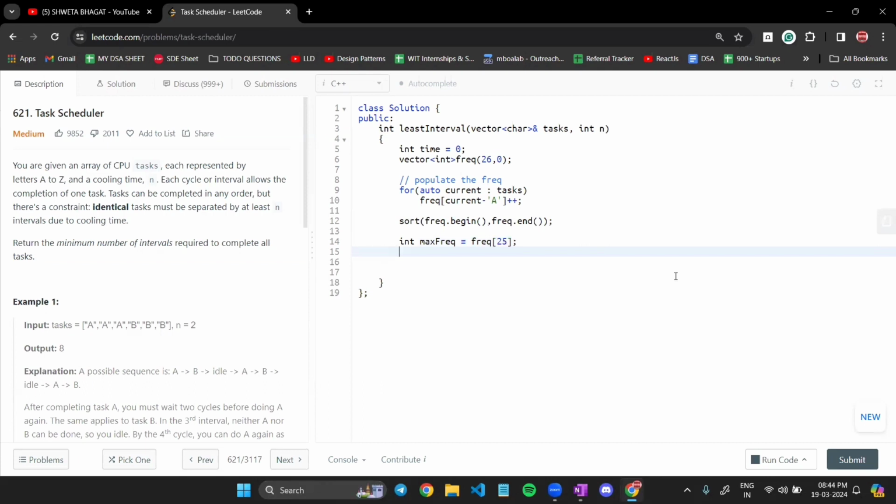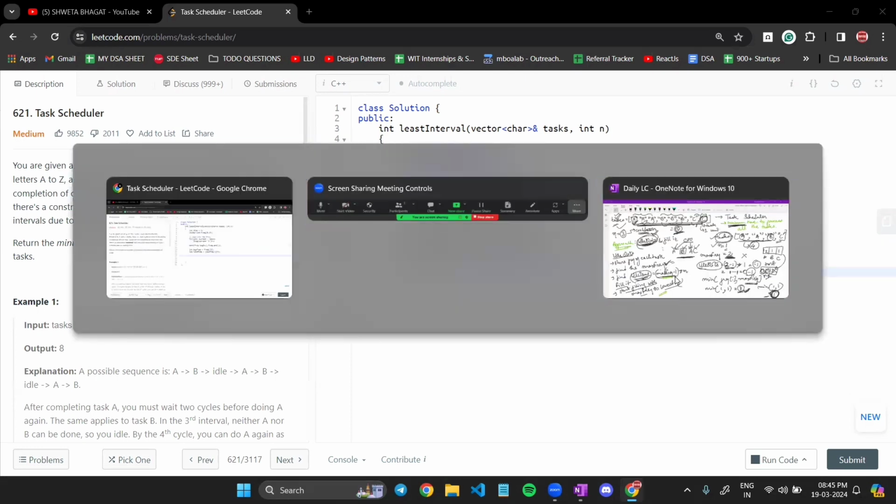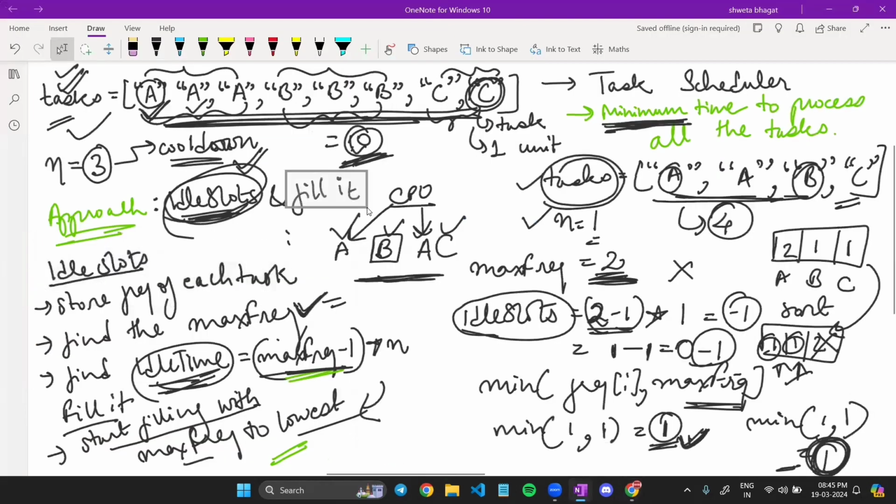Now, once we have found the max frequency, we want to find the idle slot or the idle time, correct? So what would be the idle slot? Idle slot would be nothing but max frequency minus 1, into n, correct? So we will multiply n over here. Now, once we have found the idle slot, what do we have to do? We have to fill it, correct? And how are we going to fill it?